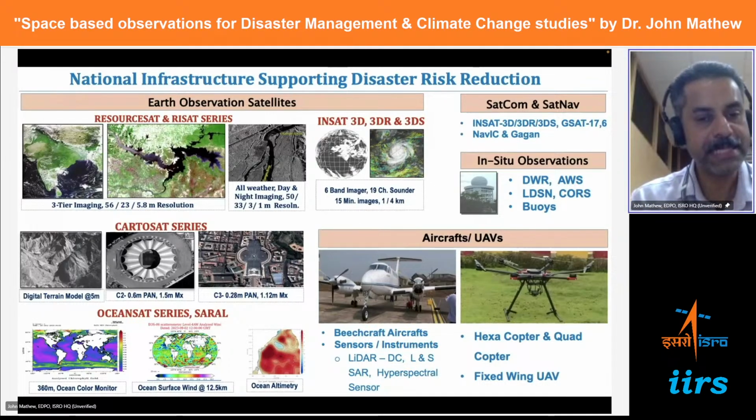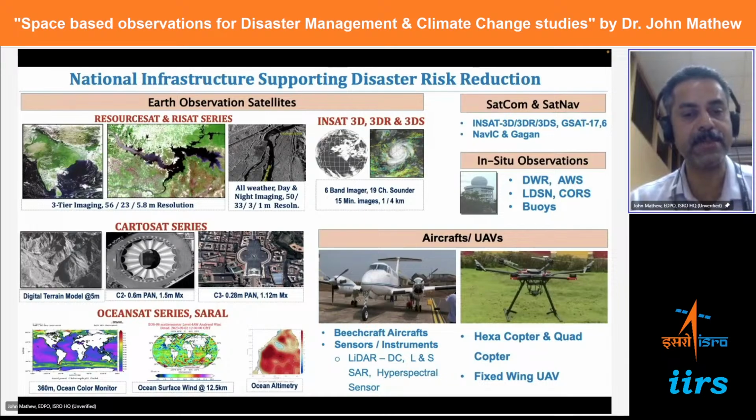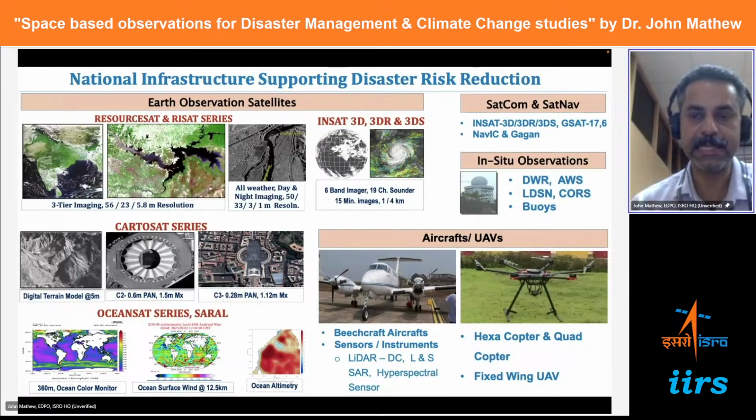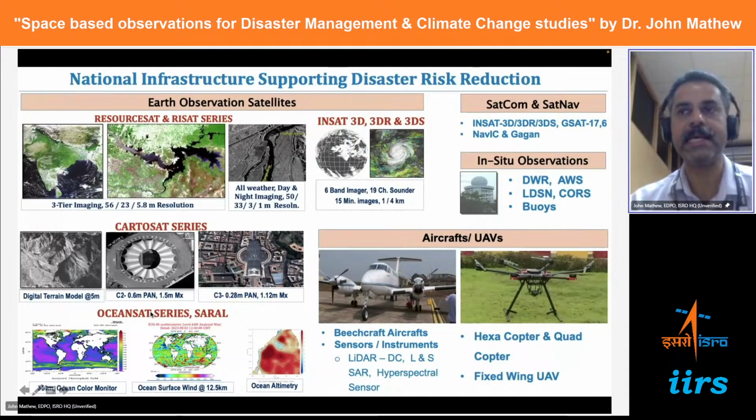Then we have the OceanSat series of satellites, which give observations about the ocean surface wind vector and also ocean color. Along with this, we also have the INSAT series of satellites. Basically, these are weather monitoring satellites. So the INSAT series as well as the OceanSat series are particularly useful for early warning of tropical cyclones.